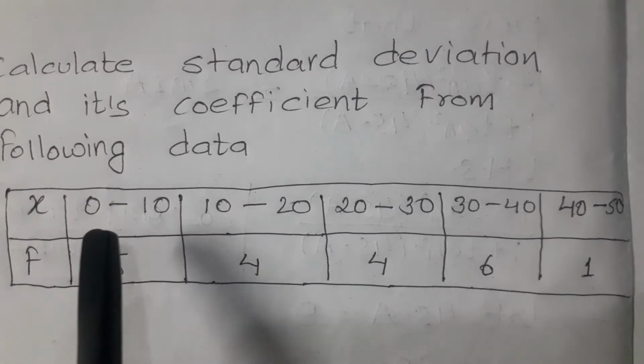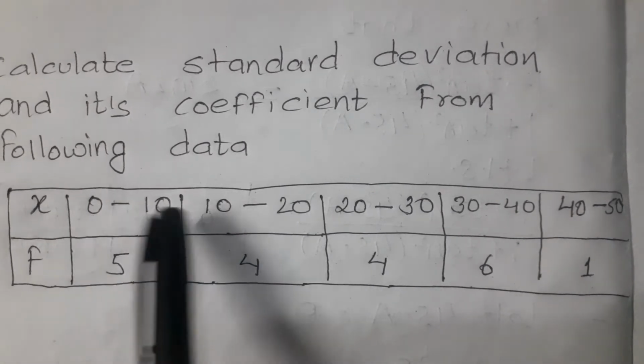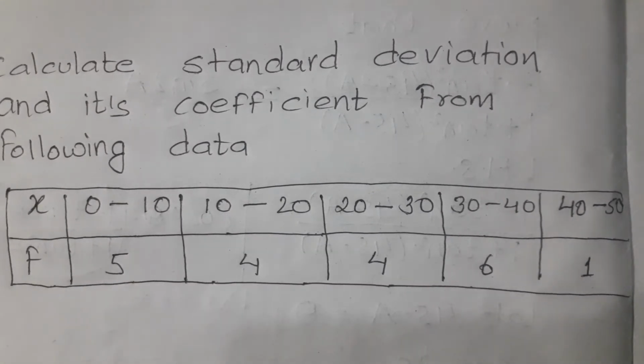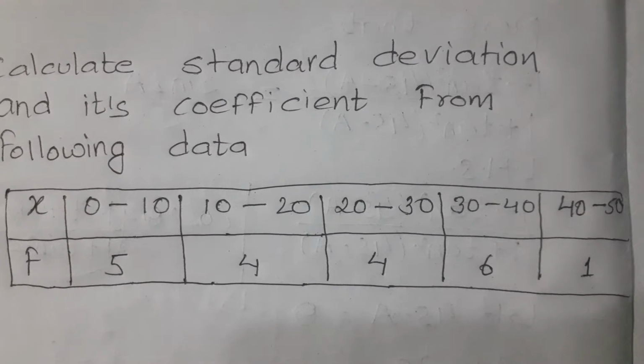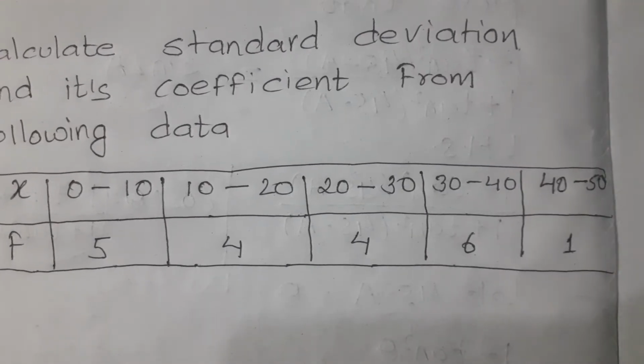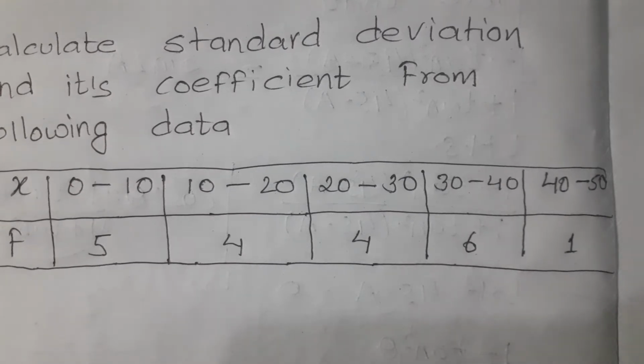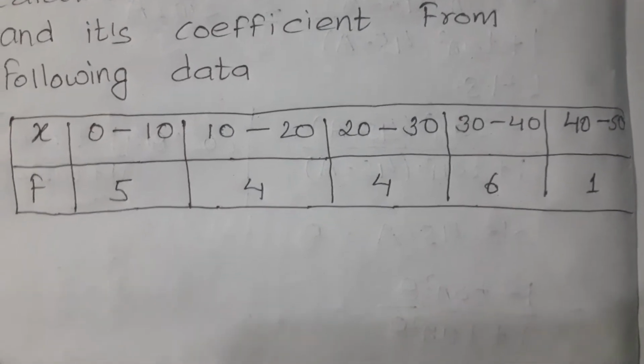There is some data given in the class intervals 0 to 10, 10 to 20, and I'm going to explain how to find the standard deviation. For the first step, you have to create one column box, and I'll show you what that column box is. But before that, you need to know the formula for calculating the standard deviation.